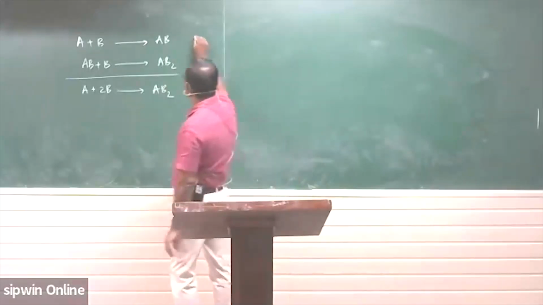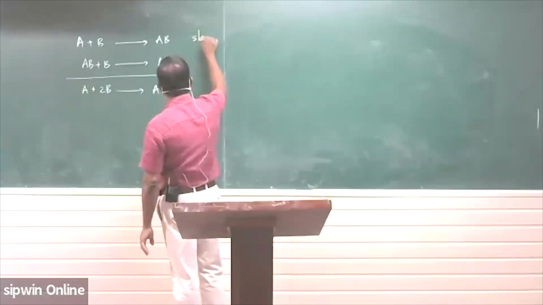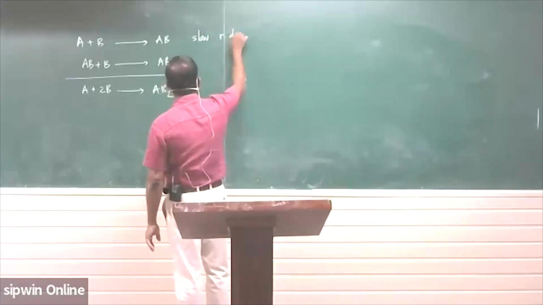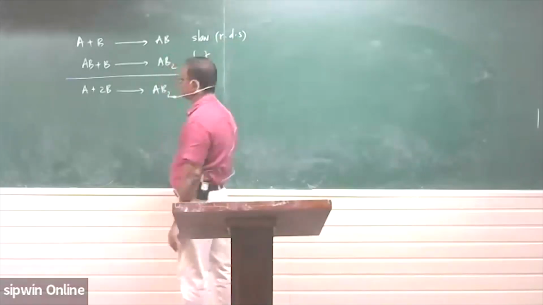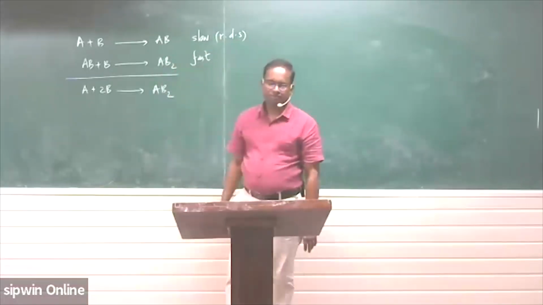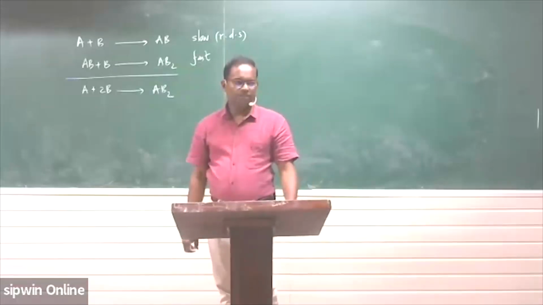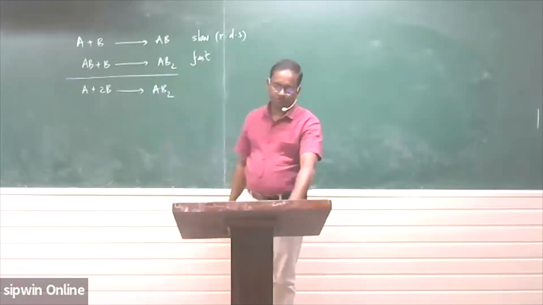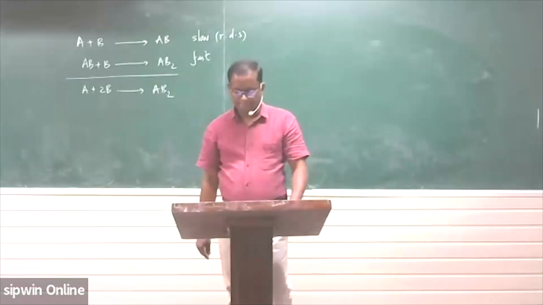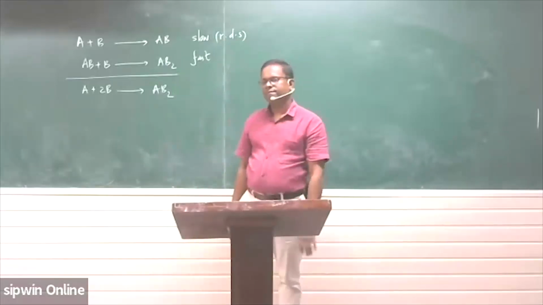Mark this one slow, RDS. This one fast. Right? Take the overall reaction: A plus 2B gives AB2. Then right.